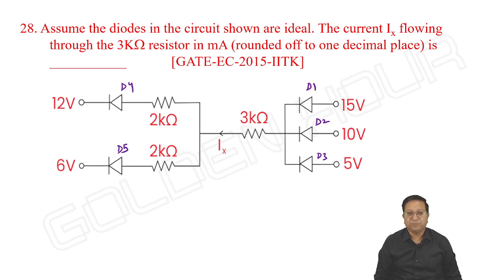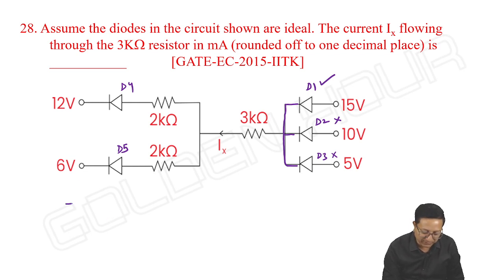The moment you see the circuit, we can observe these three cathodes. The cathodes of all three diodes, D1, D2, D3, are at the same voltage. Then only the diode with the highest anode voltage will conduct, meaning D1 conducts, and D2 and D3 are off. Very simple thing. And what about D4 and D5? For the sake of better understanding, I'm drawing the circuit this way.